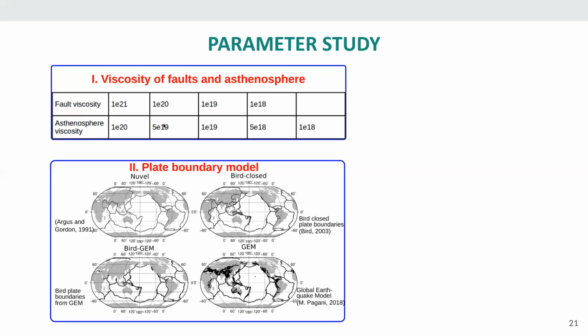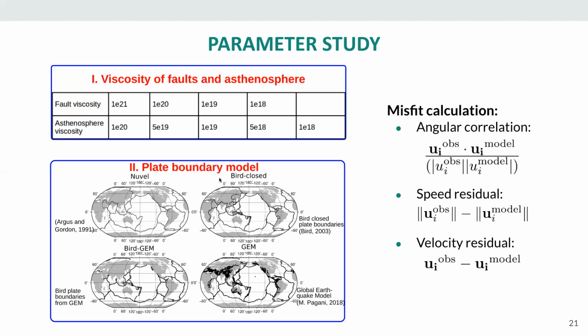Based on the parameters of fault and asthenosphere viscosity and the plate boundary model, we compute the residual of our model velocities with respect to the GPS data with three measures. The first one is the angular correlation, which only measures the directional fit with the GPS value.